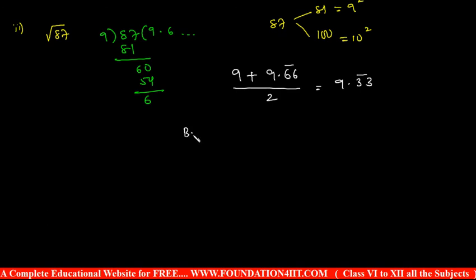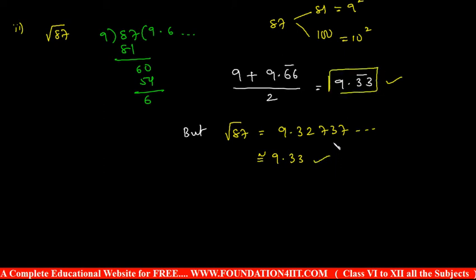Now if you verify with the original answer, the square root of 87 is 9.32737, and so on. If you round off to the 100th place, this is exactly 9.33. So if you compare, our guess is also the same, you see. Okay, we got the same, right? So this is the technique you can follow.